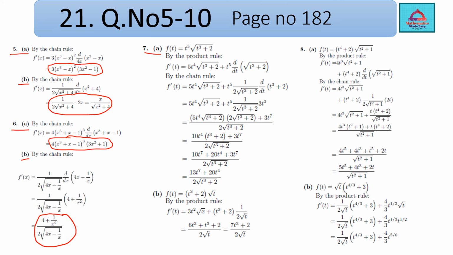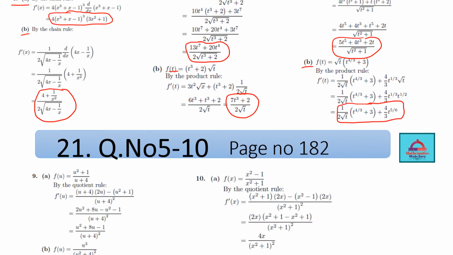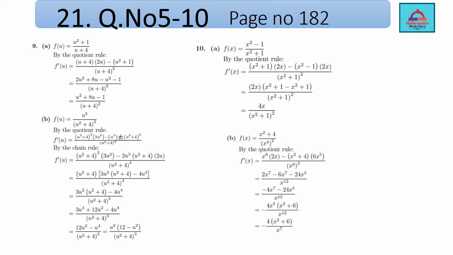Similarly, for 7A part, the final answer is this on simplification, and B part, the final answer is this. For 8th question A part, final answer is this. And for B part, final answer is this. If you want to know in great detail the steps, they are also shown here and in the video which I've just shown to you. So do watch that, and let's check answers now for question 9.